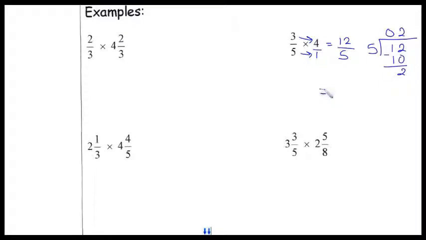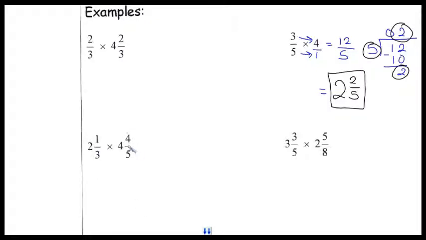So now I write my whole number and my fraction. This is my whole number, and the remainder is my numerator. Final answer is 2 and 2/5. Not reducible anymore.